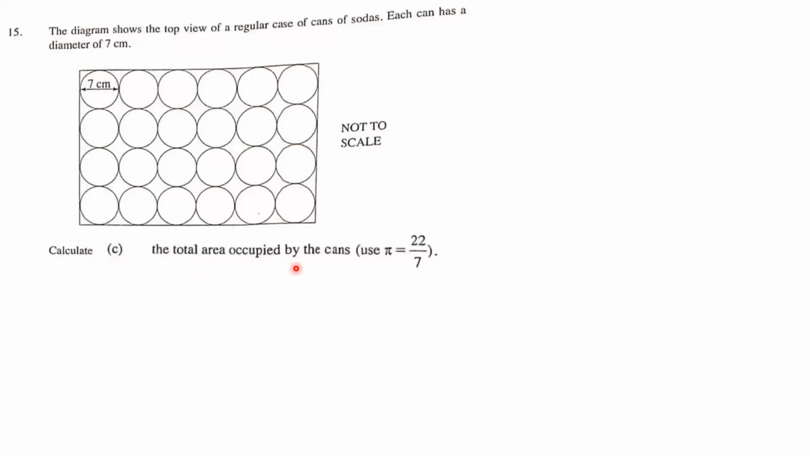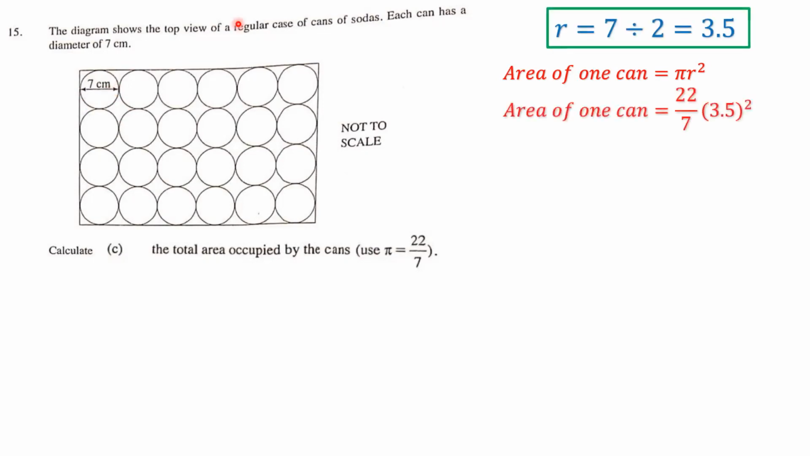So what's the area of this circular portion, the top view? That's a circle. So the area of one can is going to be pi r squared, because we're talking about that circular portion of the can. Pi is 22/7, and the radius is 7 centimeters divided by 2. Why? Because radius is always half of the diameter, and the diameter is 7 centimeters, as they told us in the question.